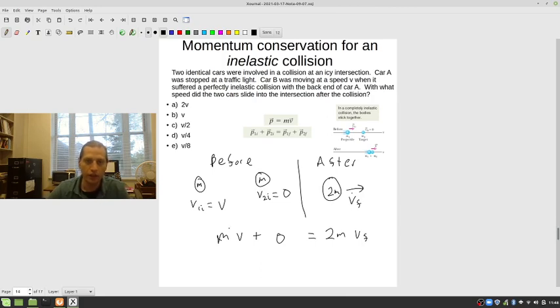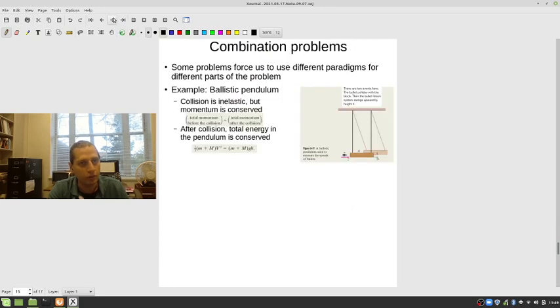Now, luckily, our final answer doesn't depend on m, and you can see why. I'm going to divide both sides by 2m, and what I get is v over 2 equals v final. So that is my answer. Our cars are going to be going half as fast afterwards. Okay, so that's a totally inelastic collision. Kinetic energy is not conserved, however, momentum is conserved.